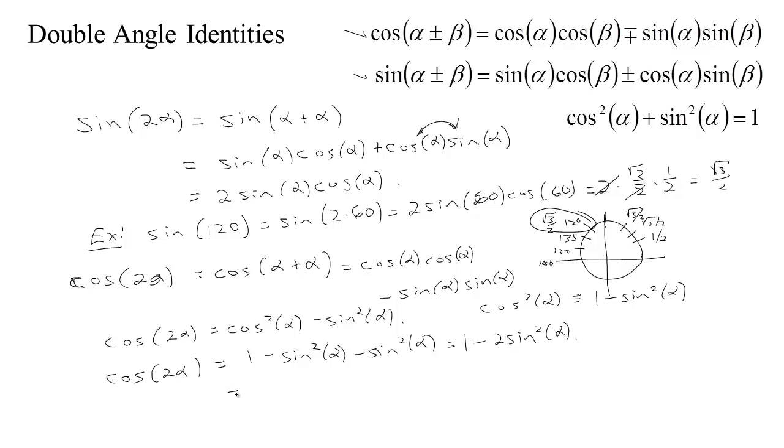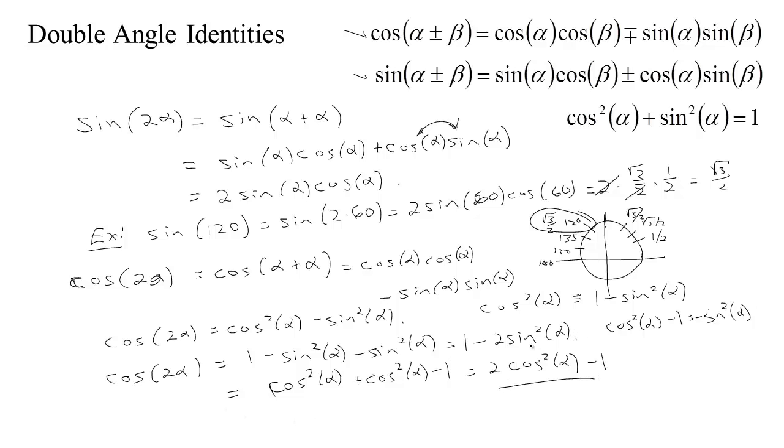Or if we look at this 1 minus sine squared, if I take 1 away here from the Pythagorean identity, cosine squared alpha minus 1 is the same thing as minus sine squared alpha. So this is cosine squared alpha, and then the minus sine squared is another cosine squared alpha minus 1. So we get 2 cosine squared alpha minus 1.